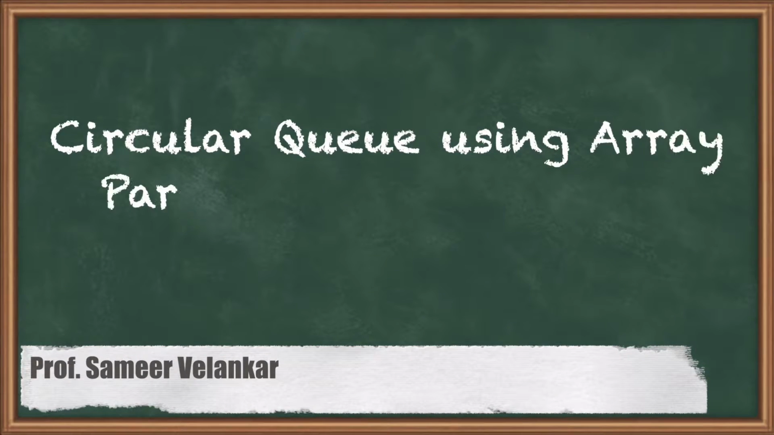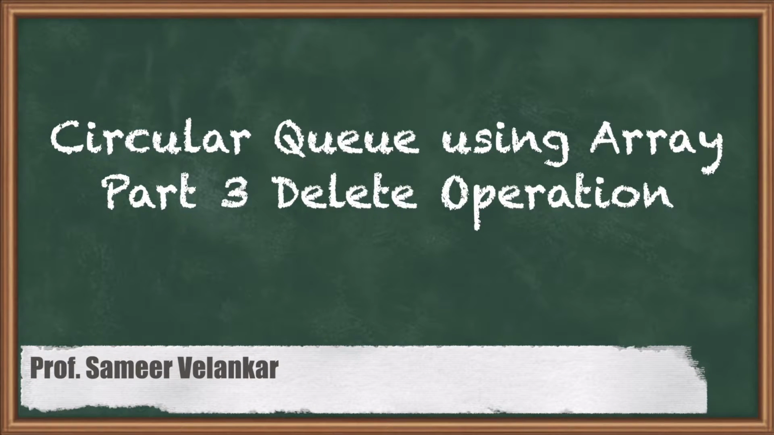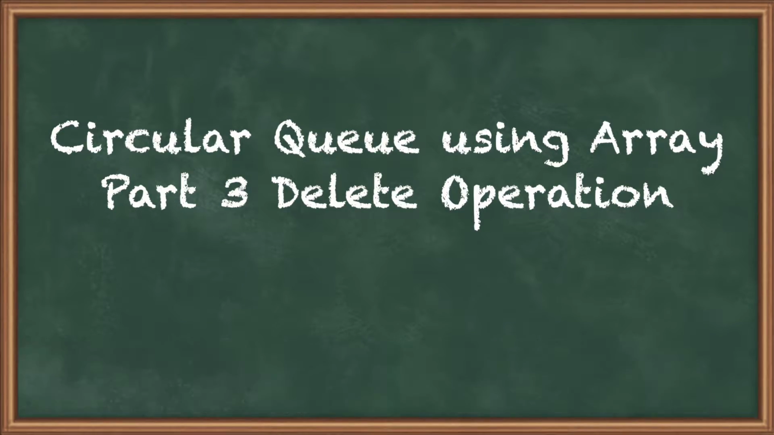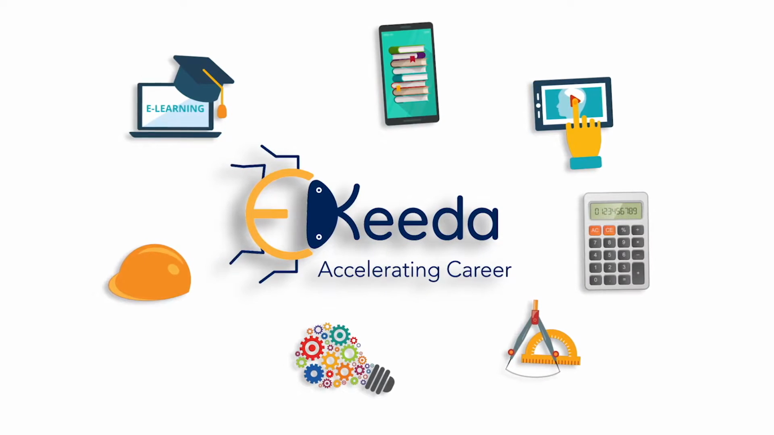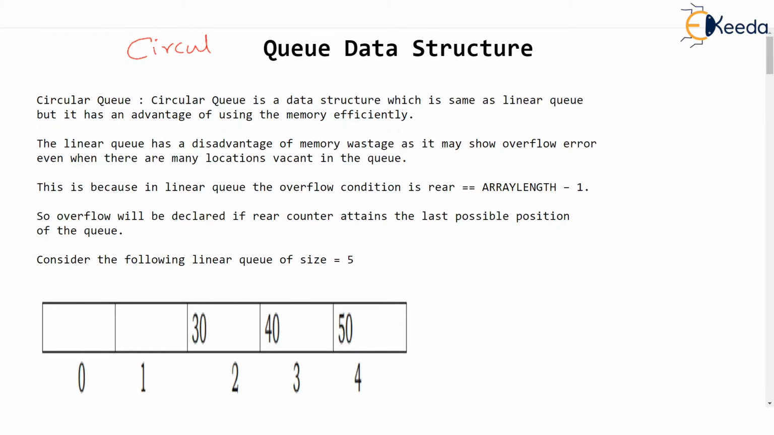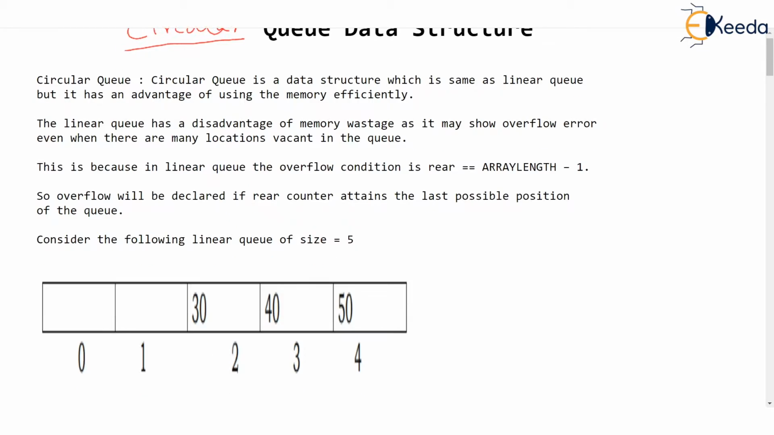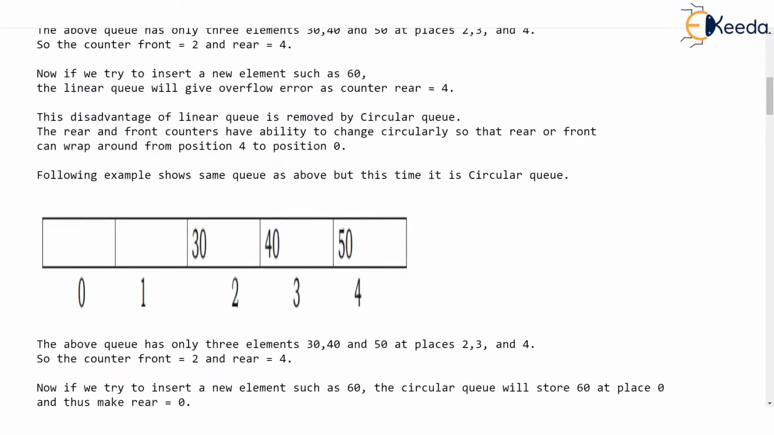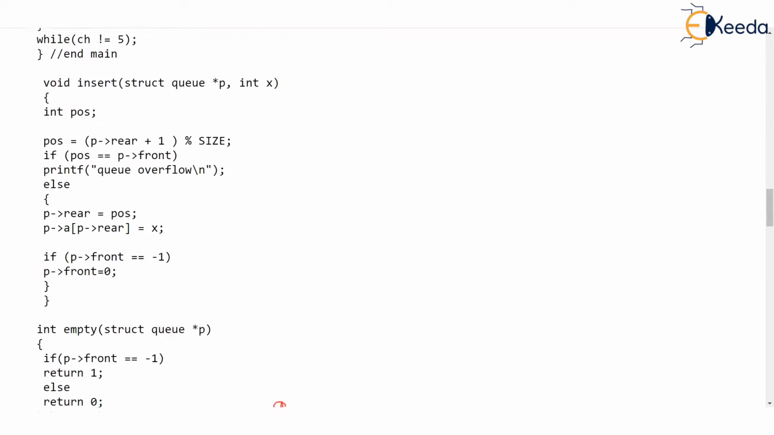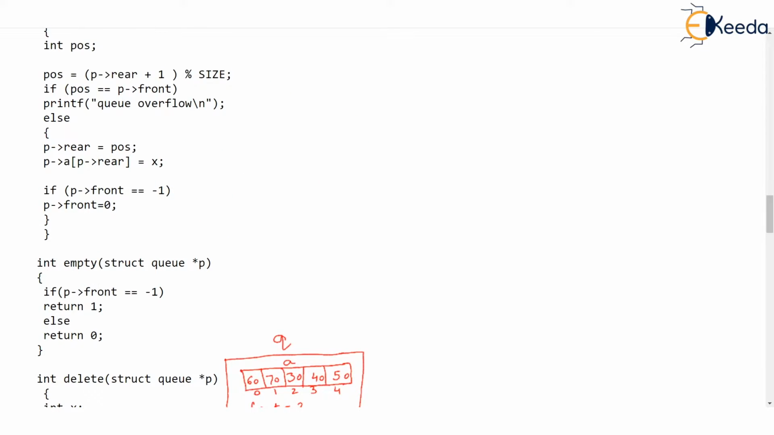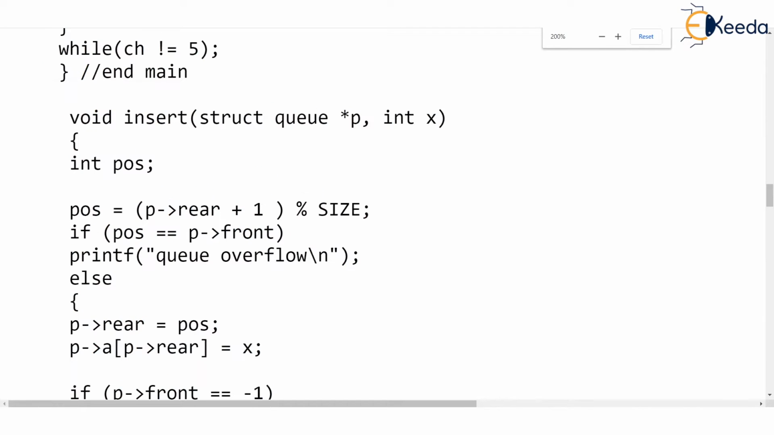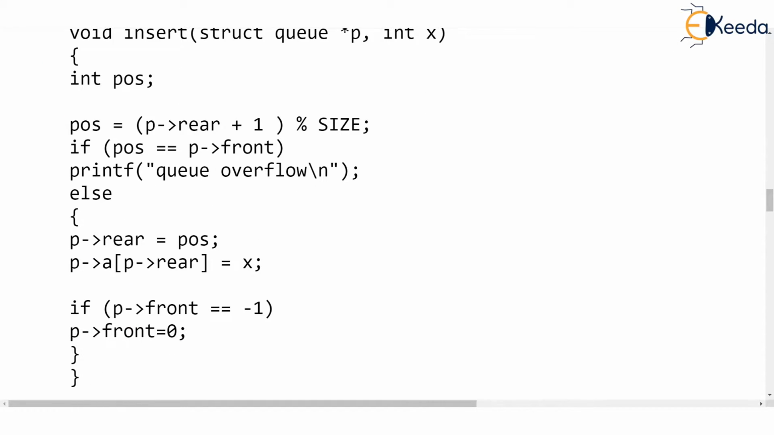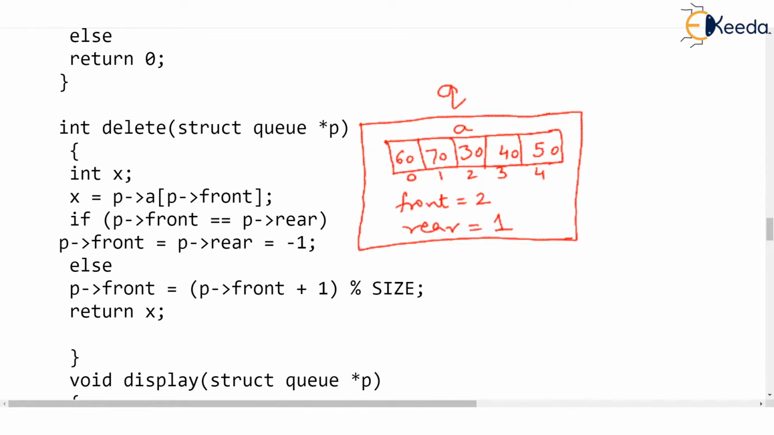Hello, dear students. Let's continue our discussion on circular queue using arrays. Just in the previous video, we saw in big detail how you insert a new value in a circular queue. We saw a function called insert, correct? And now in this video, we will see how to delete a value from a circular queue.